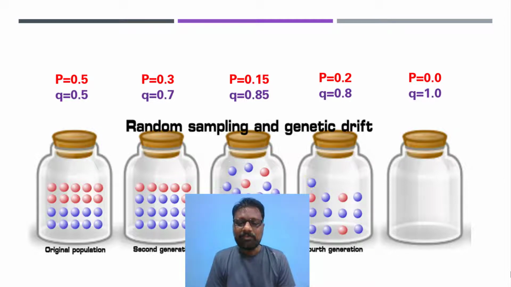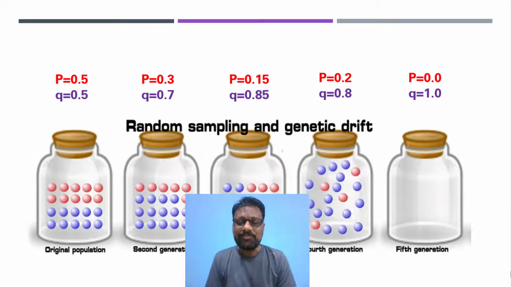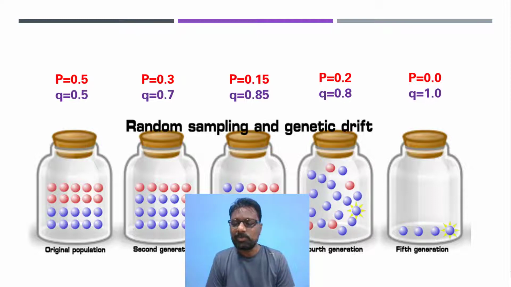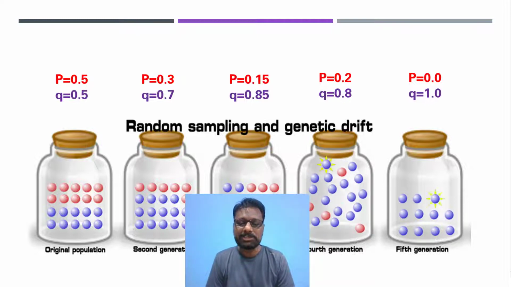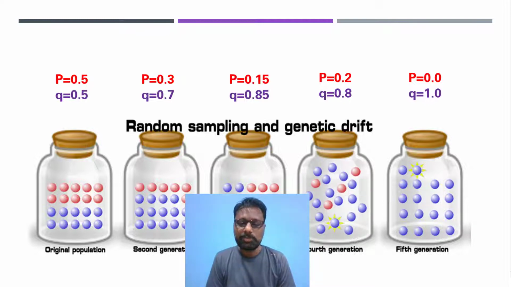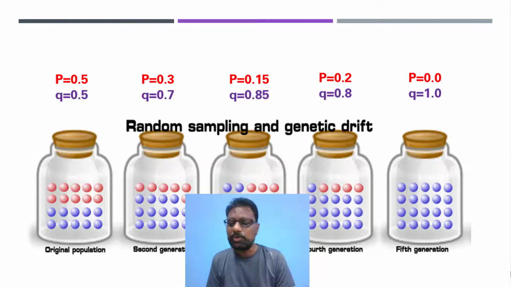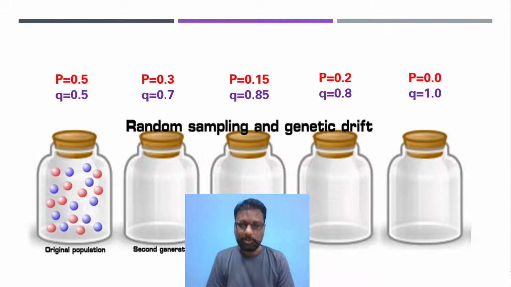This is what happens when the population size is very small. The drift in the allelic frequency will drastically affect that particular population, which has completely changed the original population into a new population. That is what genetic drift normally does in the case of a smaller population.